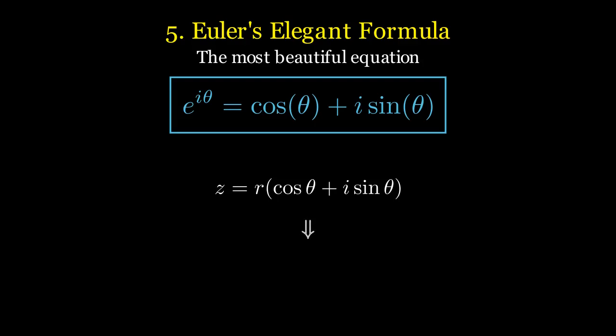This is the ultimate polar form. The number is scaling out by a factor of r and rotating around the circle by an angle of theta. This exponential representation is the master key that unlocks the true power of complex number arithmetic.